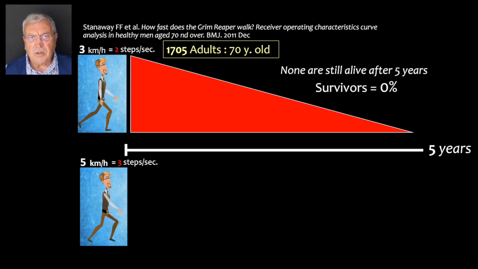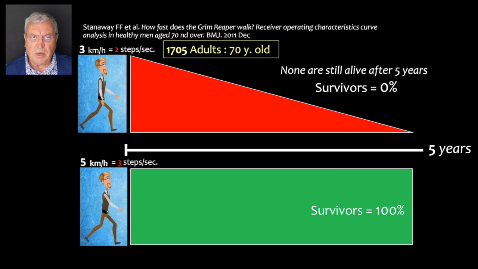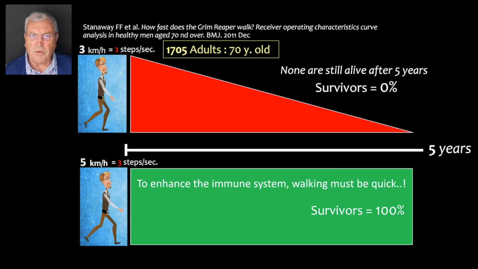After 5 years, in the first group, none are still alive. There is no survivor, 0. It means that walking not quickly will not improve the health. But the second group, walking at 3 steps per second, after 5 years, all are survivors. And we understand that if we want to enhance the immune system and the health, we need to walk quickly.